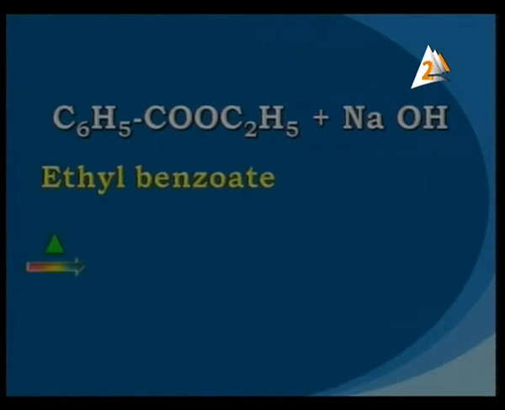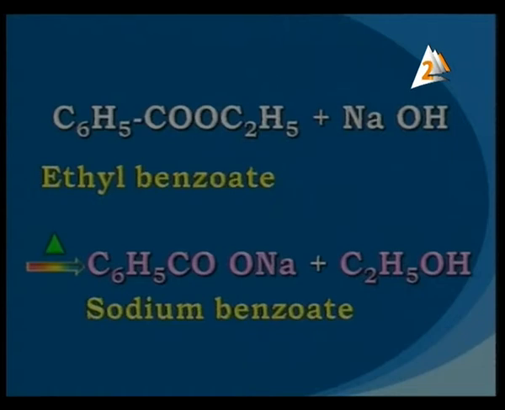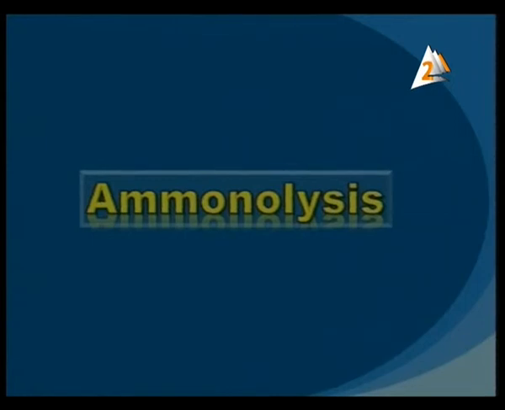In this case, in the presence of heat, directly sodium benzoate, benzene ring, COONa, plus C2H5OH. It means alcohol. So from ester we can find alcohol and vice versa at the same time. Catch this. Look, ammonolysis.